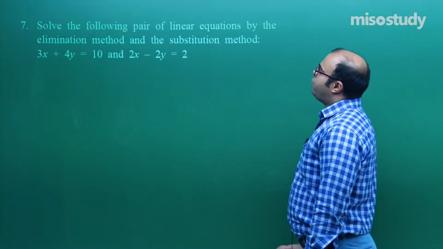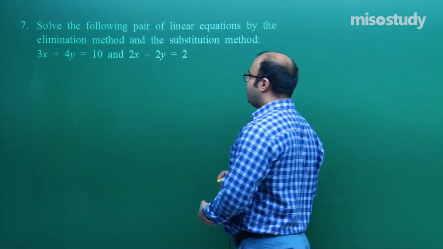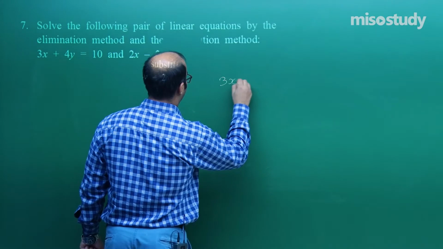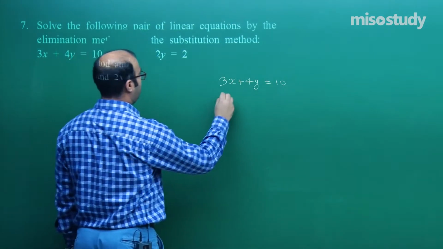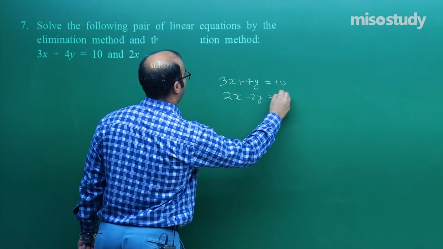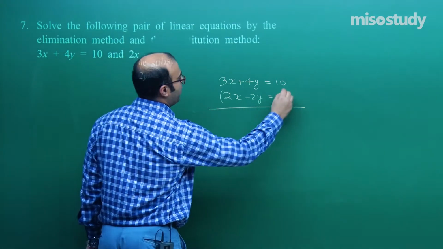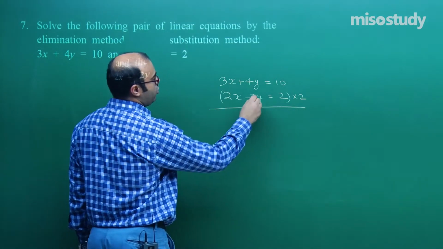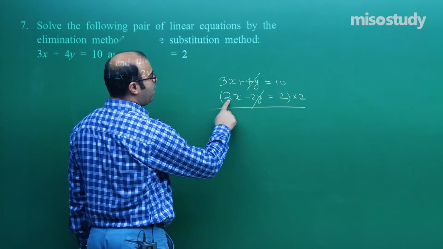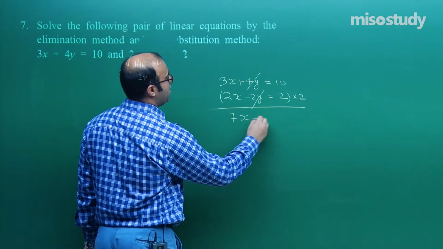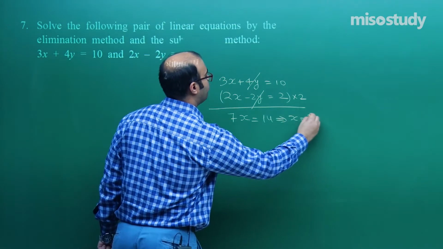7th question says solve the following pair of linear equations by the elimination method and the substitution method. So let us do it by both the methods. First method is elimination. So 3x plus 4y is equal to 10. Another is 2x minus 2y equal to 2. This is what we are having. Now if we do elimination, what do we do? We multiply this with 2 and we add them. So minus 2y into 2 is minus 4y, and this 4y will cancel. This will become 4x plus 3x, that is 7x, and this will become 10 plus 2 into 2, 4, that is 14. So x is equal to 2.